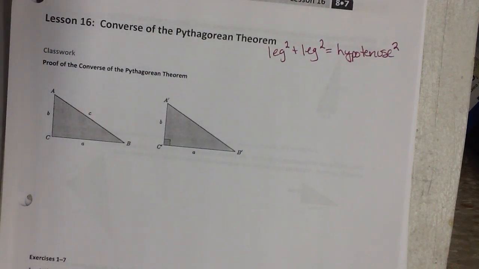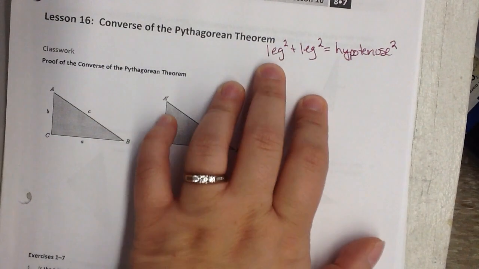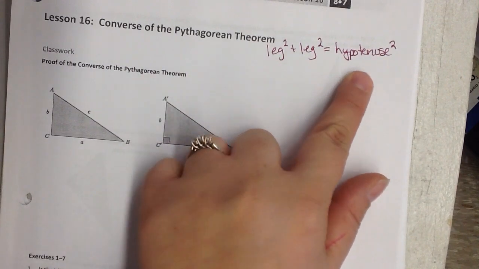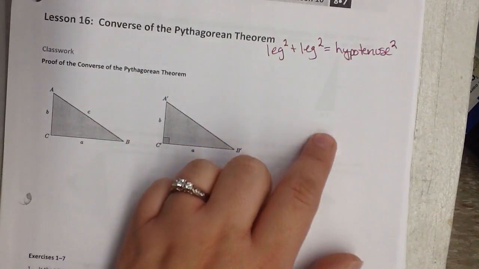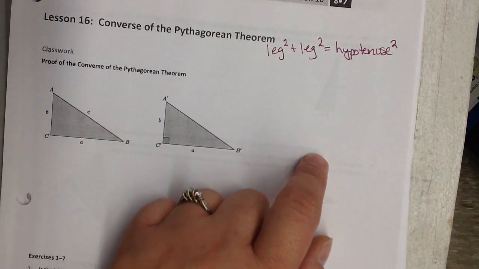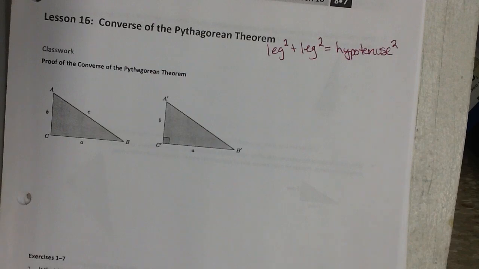Alright, so previously we've seen three different proofs of the Pythagorean theorem, and the Pythagorean theorem just says that the leg squared plus the leg squared equals the hypotenuse squared. And what we're going to do today is look at the converse of the Pythagorean theorem. When you think converse, you should think going backwards, opposite. So starting with the hypotenuse and working to find the other parts. So we're going to prove the Pythagorean theorem using the converse.